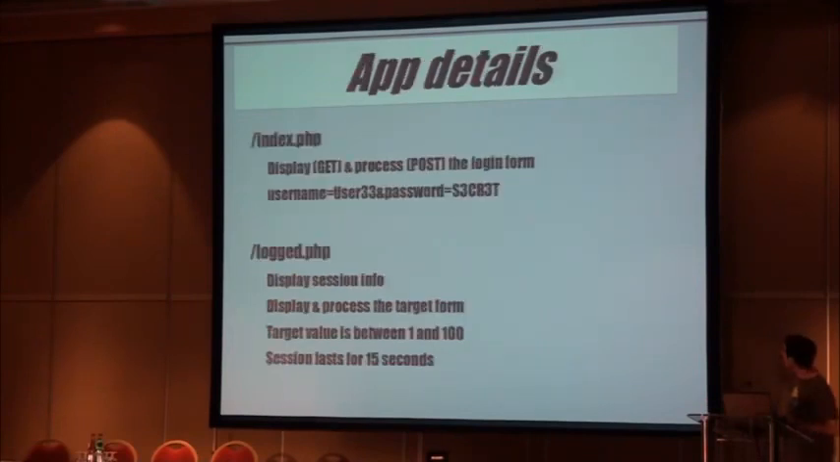So that's how the application works. You have a login form which displays the form if it's a GET request, and processes the form if it's a POST request, with a very easy username and password. And you have another page, which is your target, and which proposes a form. The value you need to find to get the flag is between 1 and 100, and every 15 seconds your session is invalidated, and you need to log back in and resume your testing.